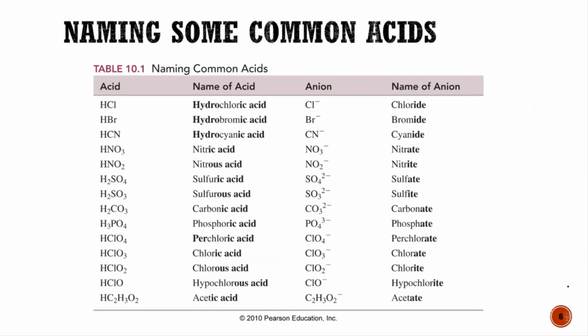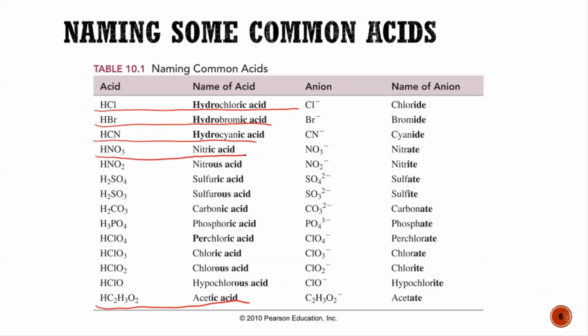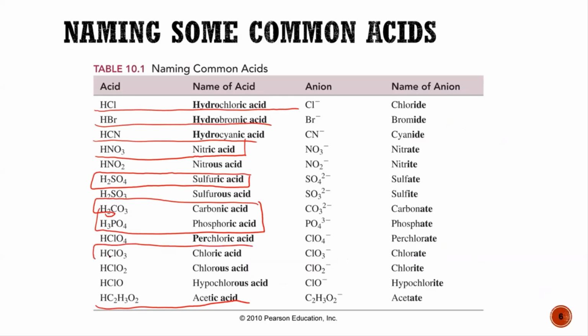So if you look at all these, what do we see? Hydrochloric acid, that's the binary acid. Hydrobromic, remember I said this was a unique one, hydrocyanic. Here we have the acetic acid that I talked about. And then if we look at our big eights, here's nitric, right? Here's sulfuric, here's carbonic, phosphoric, and then chloric. So those were all the acids that I just went over on that Word document.